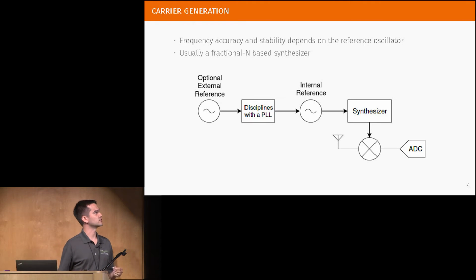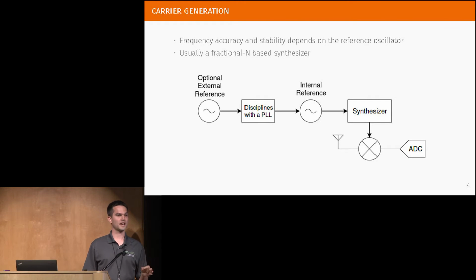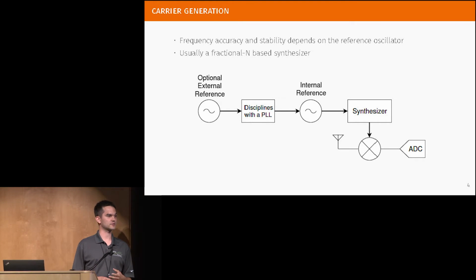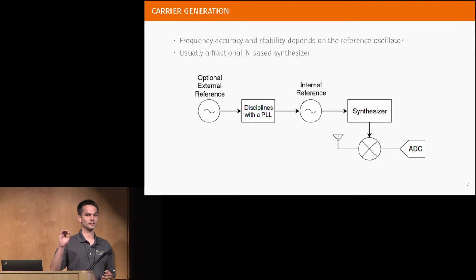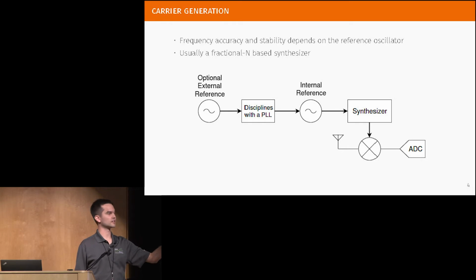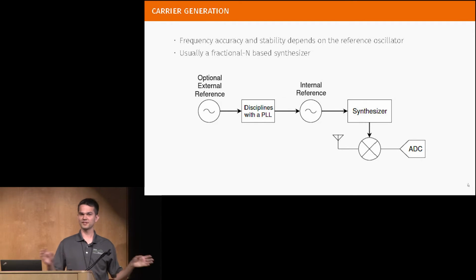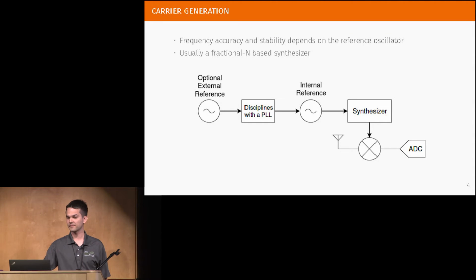So how is the carrier actually generated? What ends up happening is you have an optional external reference or an internal reference, some oscillator that's running at some frequency, and it's almost never at your carrier frequency. You have something like a 40 megahertz crystal, and then that has to get multiplied up to your actual RF frequency. Usually this is done with a fractional-N based synthesizer, and this is what's run into your mixer. So you have the signal coming from your antenna, run through the mixer, into the ADC, with lots of other details in the middle that we don't care about.